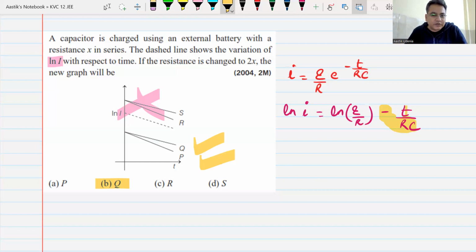Here comes a question from your previous year JEE, and I hope you can do justice to this one.